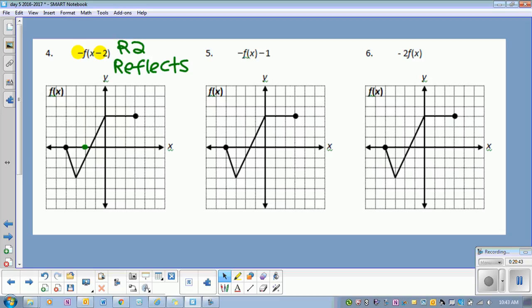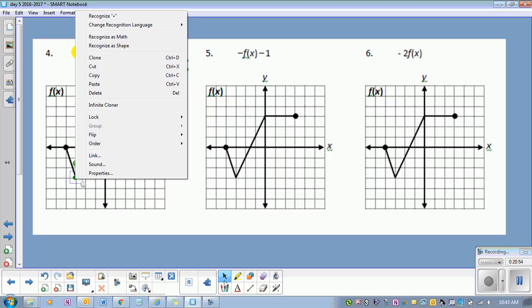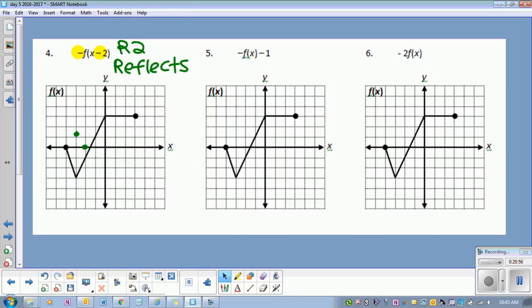Okay? So then this guy down here, since it's down 3, if I flip it, it goes 1, 2, 3 up 3. But I also have to do what? Right 2. So 1, 2. There we go. Are we okay with this one?